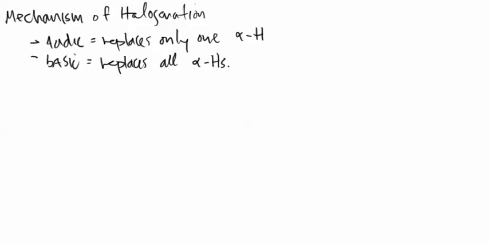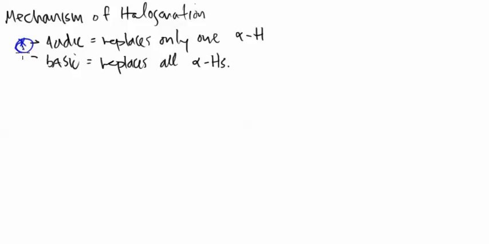So we're not quite done with the alpha carbon attack using halogenation. We looked at some examples in the previous video. We talked about the differences between the acidic and the basic conditions, and we said that under acidic conditions, we actually see that the alpha hydrogen, only one of them gets replaced by a halogen, such as chlorine or bromine.